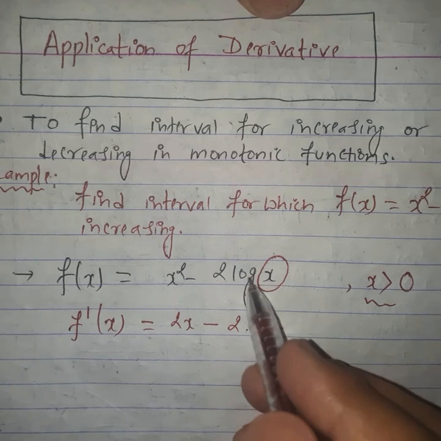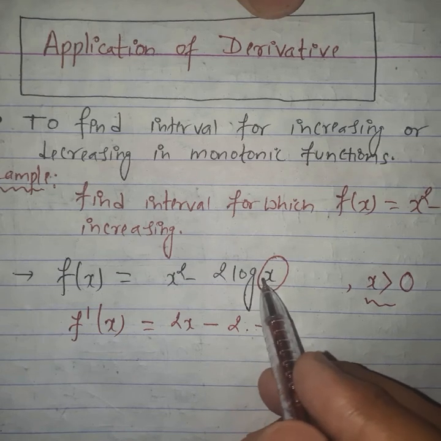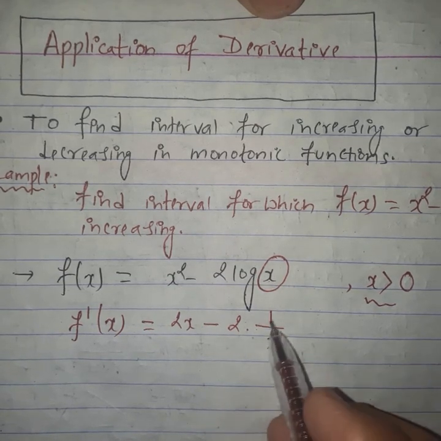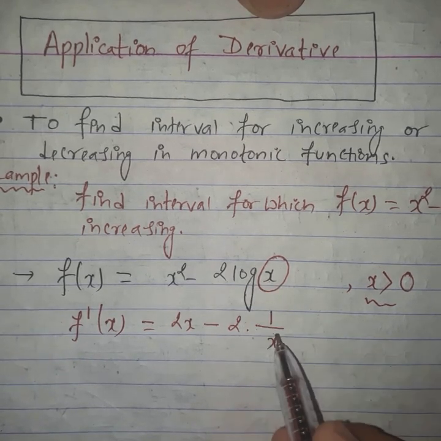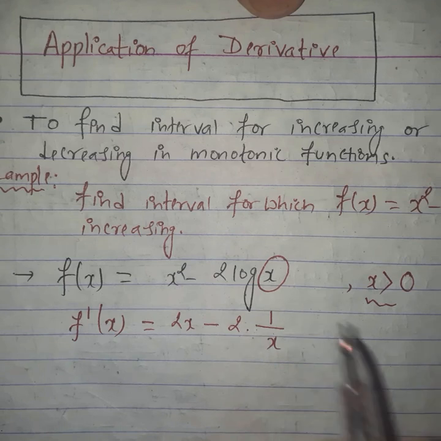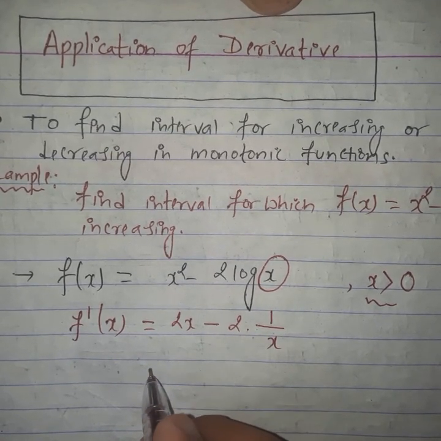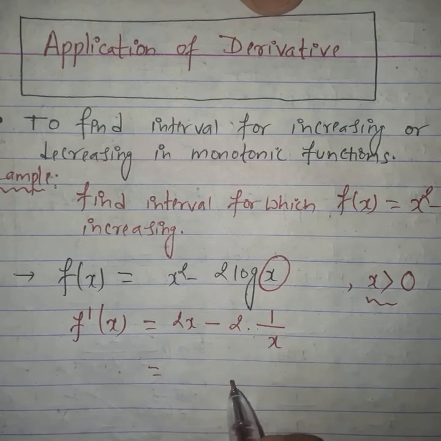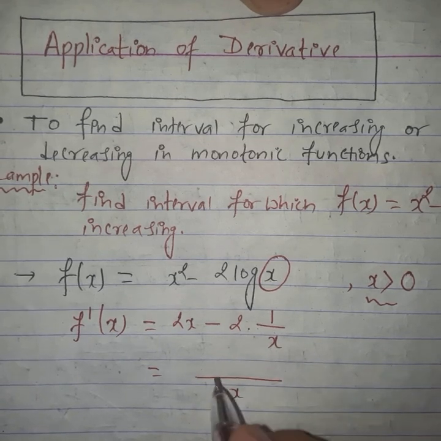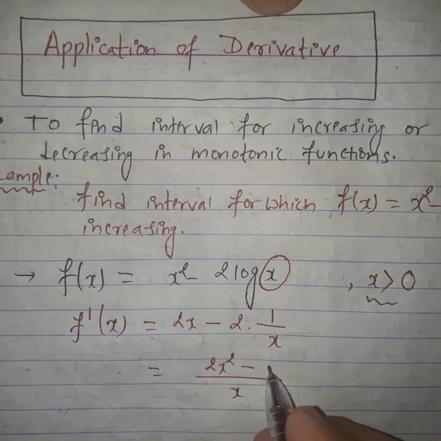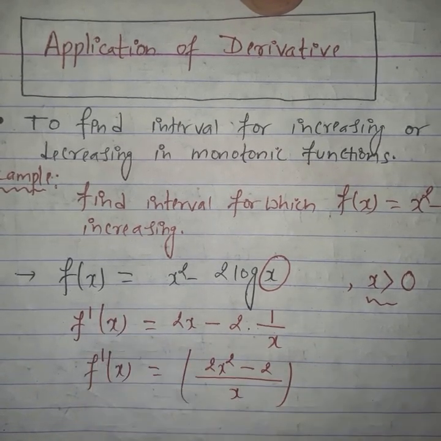Here we have assumed this log as a natural log. In the natural case, the derivative of natural log is always 1 over the function, 1 over x. The derivative of ln of x is just 1 over x. Let's simplify this by taking the LCM of the denominator as x. This is 2x square minus 2 over x. This is the first derivative of the given function.